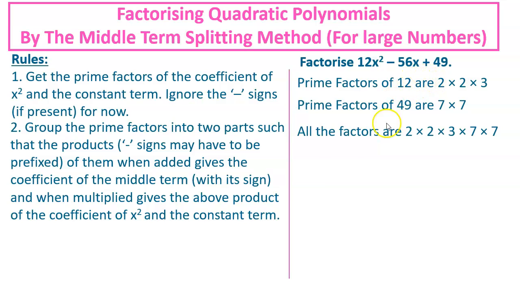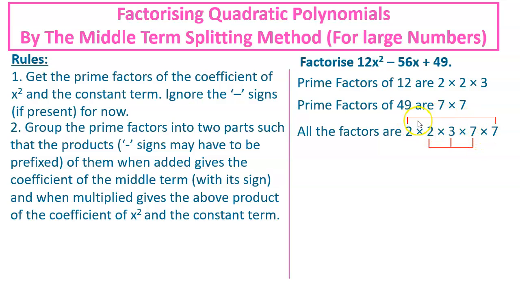So we will be taking 2 and 7. You may try other groupings, but I have tested that 2 and 7, grouped together, will give us the product 14. And 2, 3 and 7, when grouped together, give us a product of 2 times 3 is 6, 6 times 7 is 42.